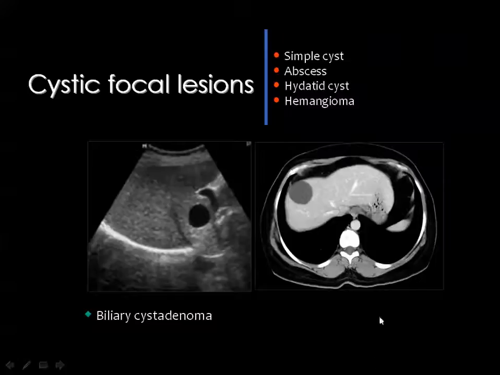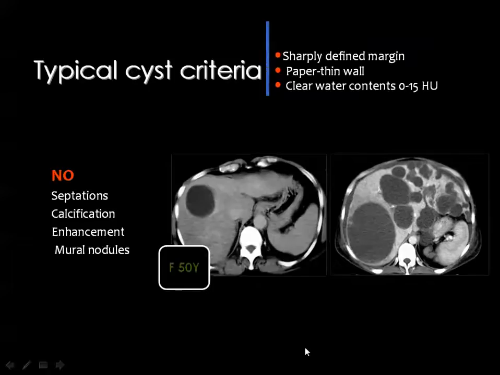Actually, the simple hepatic cyst is easily diagnosed in the liver by all imaging modalities: ultrasound, CT, and MRI. In ultrasound, you see a hypoechoic lesion with posterior acoustic enhancement, which is typical for any cystic lesion anywhere in the body. And in the CT scan, you see a fluid containing cystic lesion in the dome of the liver, which is diagnostic of a simple hepatic cyst.